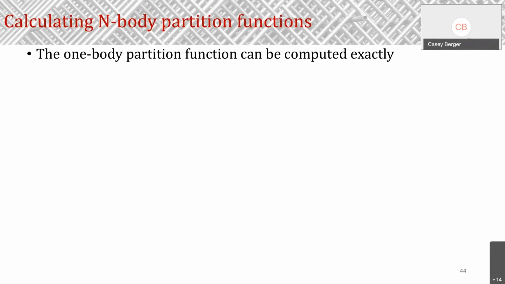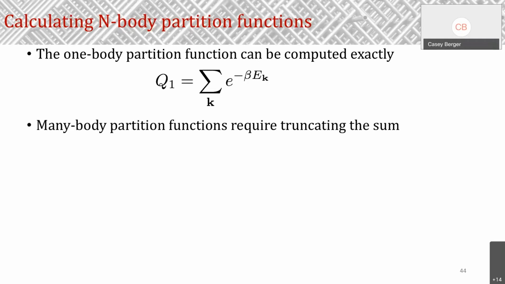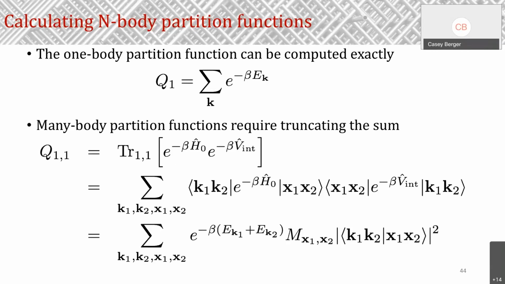Okay, so how do we actually calculate these n-body partition functions and get those virial coefficients? So the one-body partition function is an infinite sum, but it actually has a finite closed form solution. So this one can be computed exactly. So we're summing over all infinite values of k. The higher n-body partition functions involve performing a sum over energies and wave functions. It looks like this. And we have to truncate these because this doesn't have a closed form solution. So we have to truncate these both in the space of the quantum numbers and in position space.